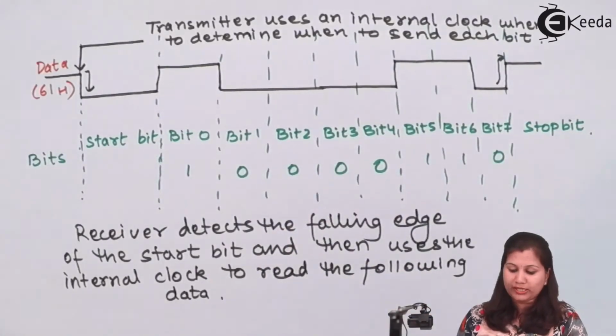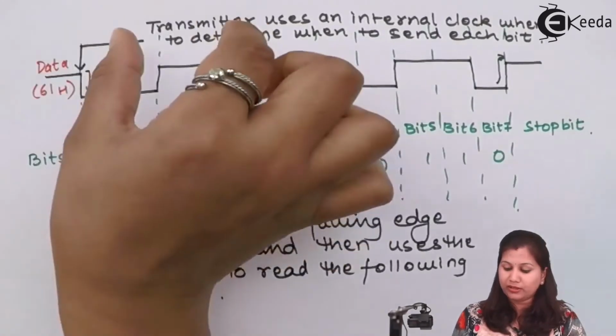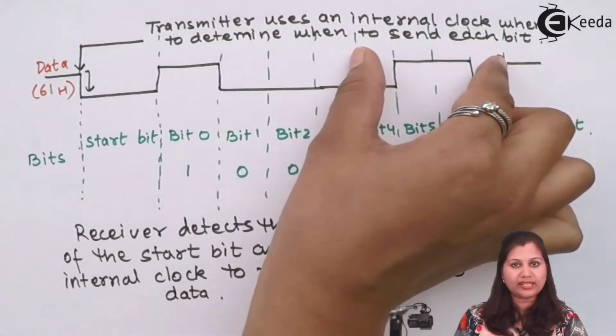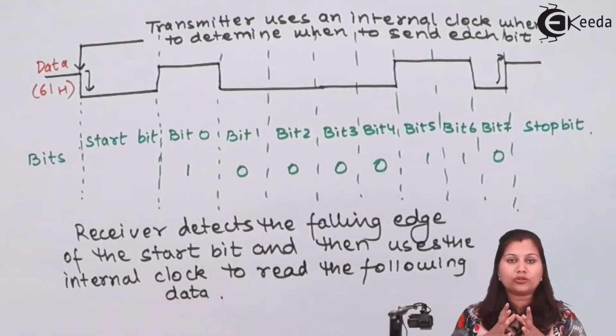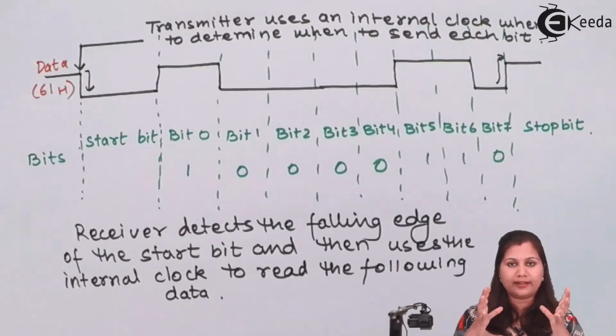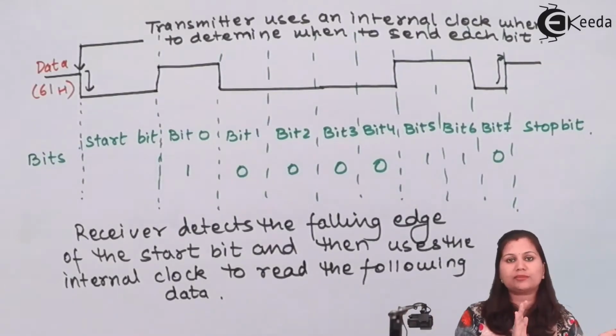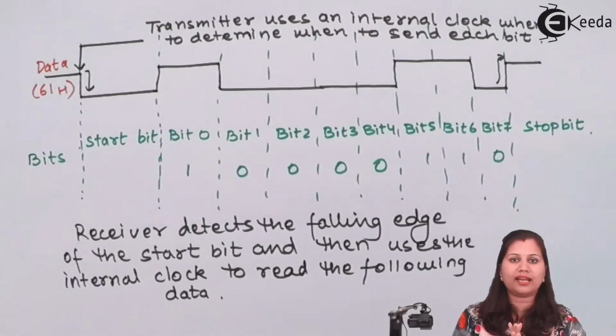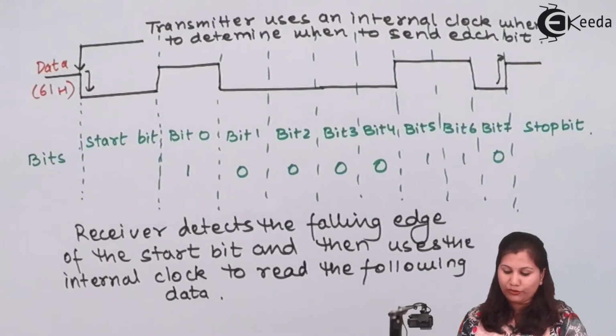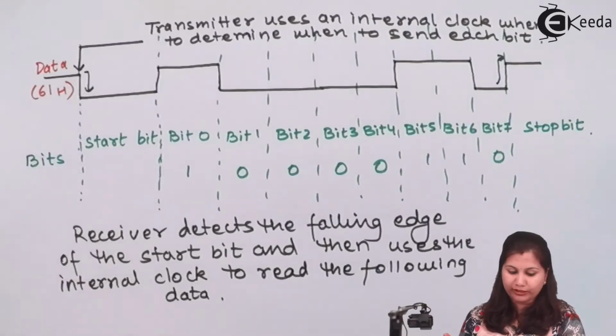So you can see that in asynchronous data transmission, the transmitter is using its internal clock and the receiver is also using its internal clock. So there are separate internal clocks for the transmitter and the receiver, whereas in the case of synchronous data transmission, there is an external clock which is common to both the transmitter and the receiver.